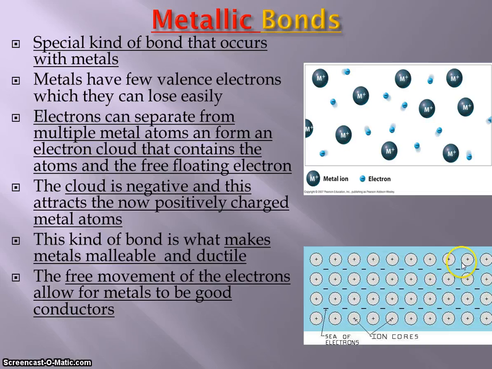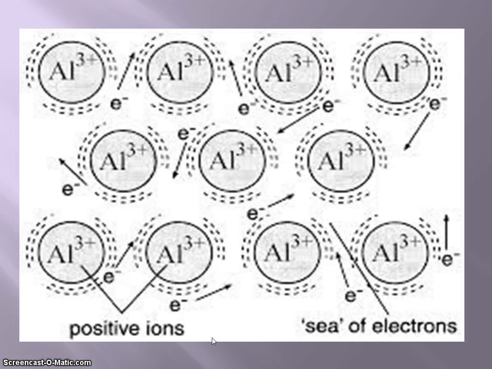And it is this flow of these free-flowing electrons that causes them to be good conductors, because the flow of electrons is actually what electricity is. And so since they can flow so easily, that is why they are good conductors of heat and electricity. So this bond is responsible for the properties of metals. And here's another picture of this kind of sea of electrons floating around, and then you've got all these positively charged atomic ions.